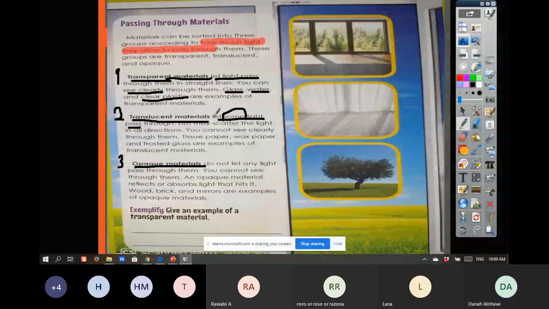Here you can see clearly. Here you cannot see clearly. Here you cannot see at all. What do opaque materials do? We will learn tomorrow, inshallah. Sometimes they reflect and other times they absorb the light. Wood, bricks like the wall, and mirrors are examples of this.